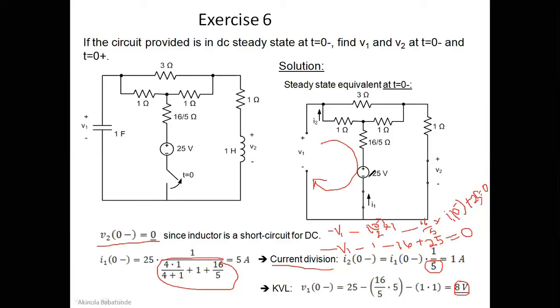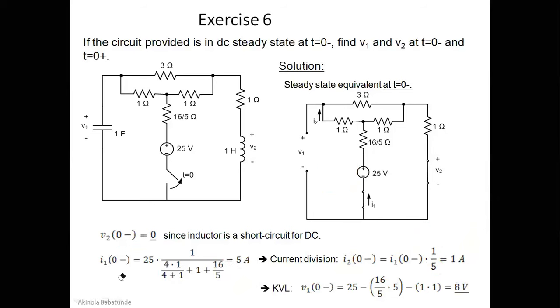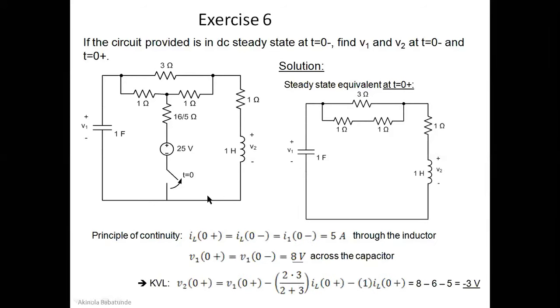This is 25 volts, and V2 here is 0. That's at 0 minus, before the circuit was opened. We found I2(0-) to be 1 ampere, and I1(0-) to be 5 amperes at t equal to 0 minus. All these calculations are before the circuit was opened at t equal to 0 minus. So now we're done with what happened before the circuit was opened. That's t equal to 0 minus.